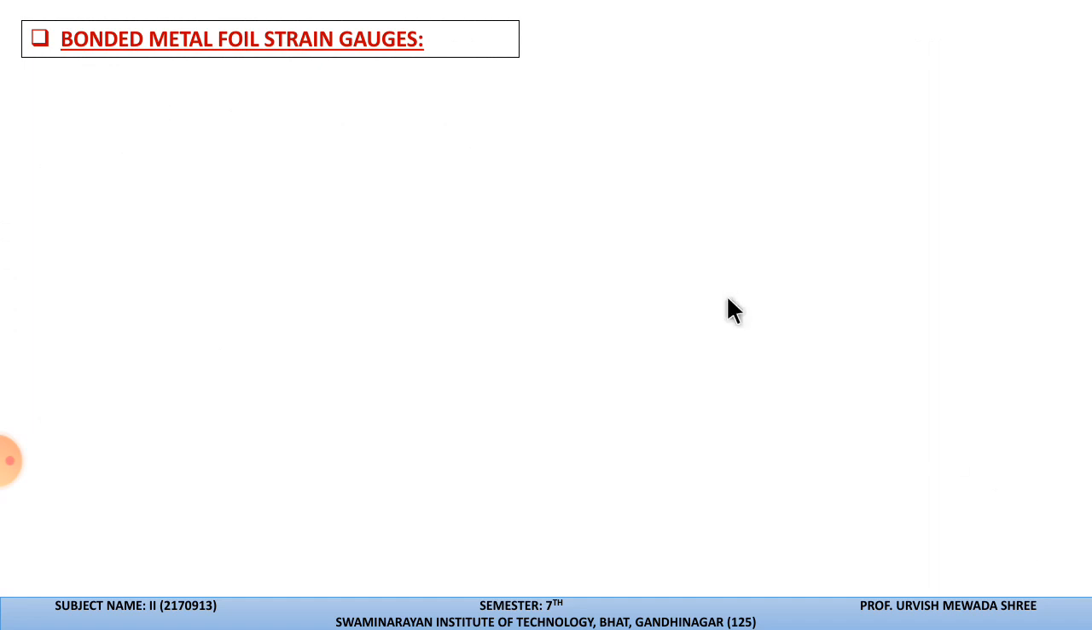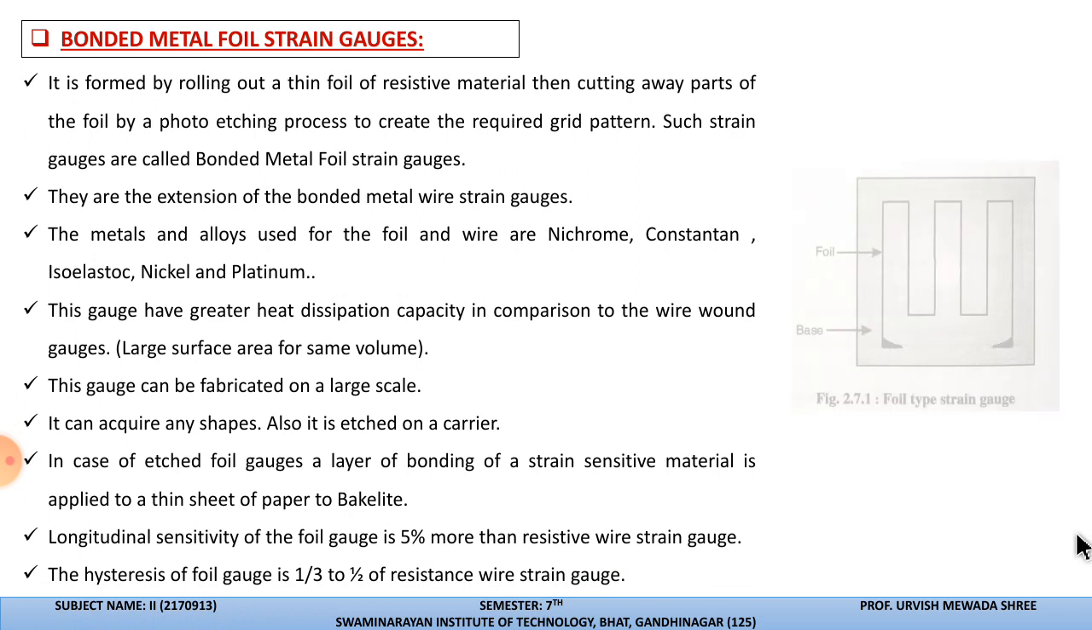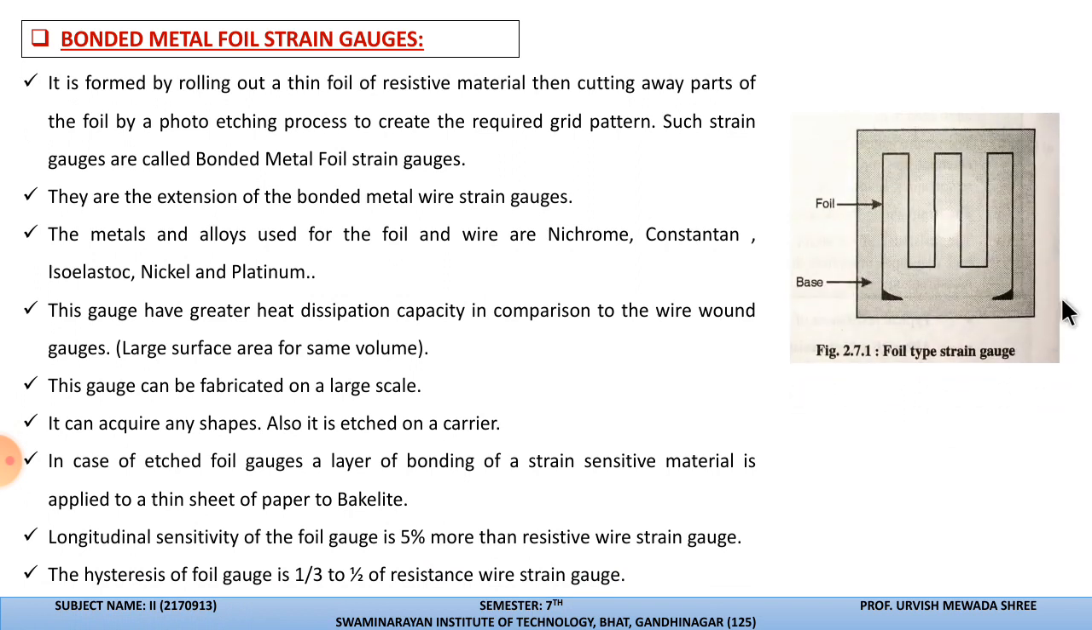Now the next is the bonded metal foil strain gauge. This is the shape and diagram of a foil type strain gauge. For this we generally use a rolled out thin foil of resistive material. Then parts of the rolled foil are cut away by a photo etching process, which is nothing but engraving. To create the required grid pattern we use the photo etching process, and such strain gauges are called bonded metal foil strain gauges.